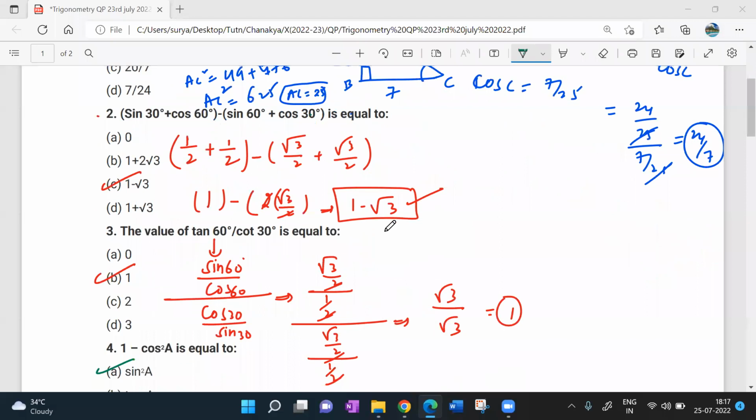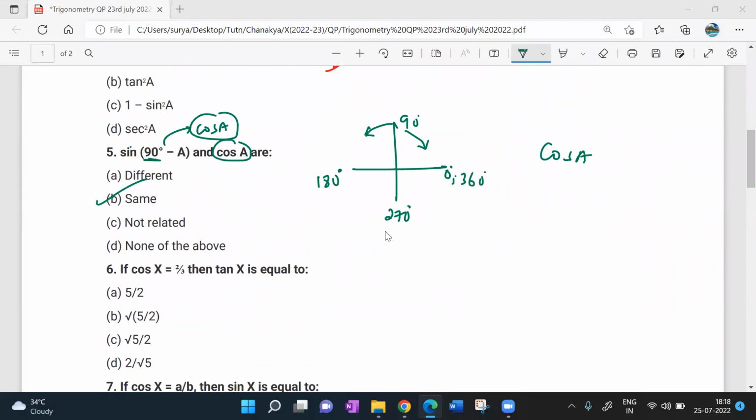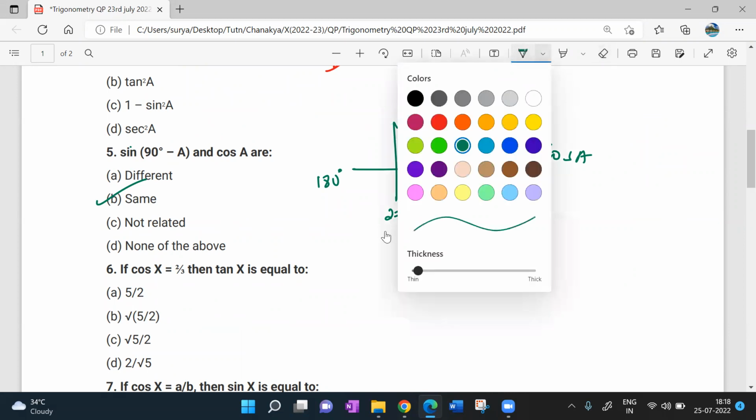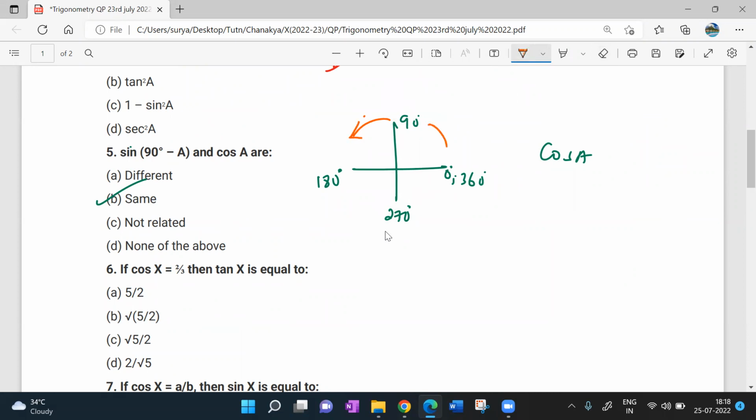Second question, you got 1 minus root 3, but it is marked as wrong. Okay Aditi, we'll check it out. What I told is basically a quadrant system concept. 90 minus theta is nothing but, here is 90. 90 plus is forward, 90 minus is backward. 180 plus forward, 180 minus backward. 270 plus forward, 270 minus backward. 360 plus forward, 360 minus backward. You understand my point? Now, 90 plus theta means which quadrant? Second quadrant. This is the first quadrant, this is the second, this is the third, this is the fourth.